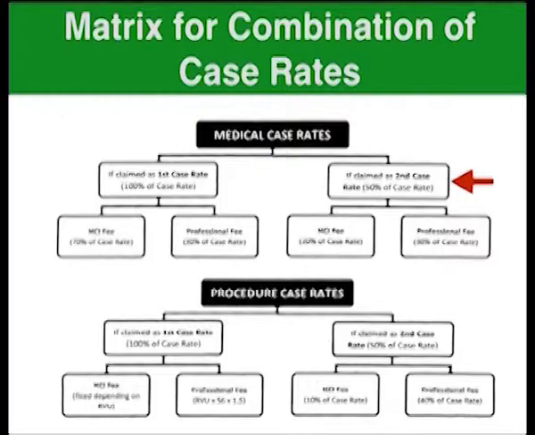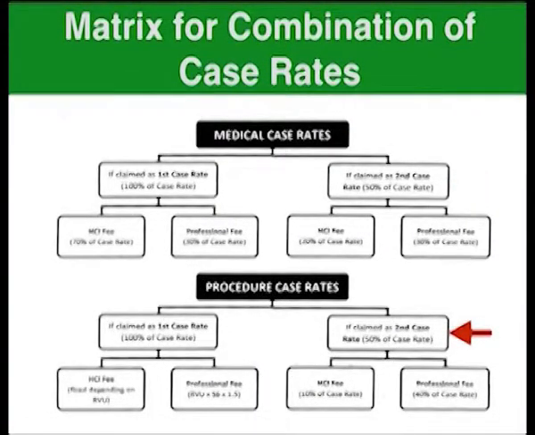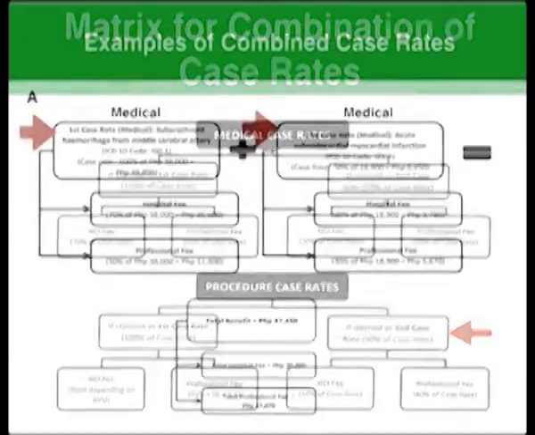If the second case rate is a medical condition, the healthcare institution will get 20% of the second case rate and the physician will get 30%. If the second case rate is a procedure, the healthcare institution will get 10% of the second case rate and the physician will get 40% of the second case rate.